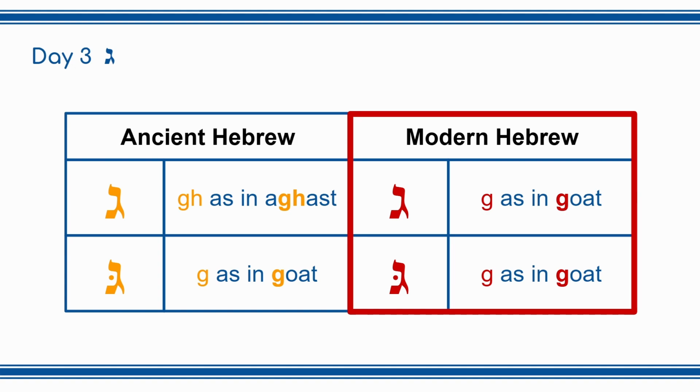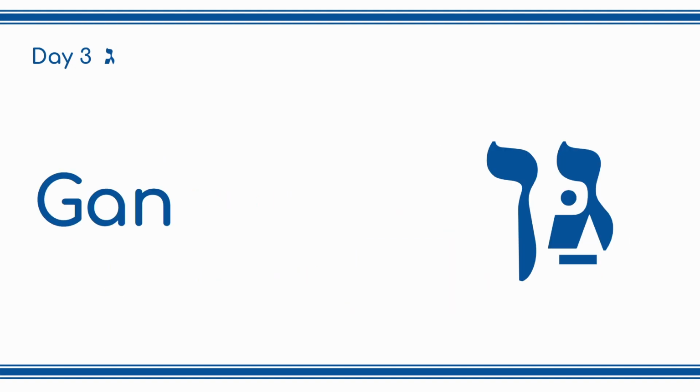Okay, so continuing, we're going to take a look at your first word with the letter Gimel. And this is the word gan. And this is how you're going to learn how to pronounce it. So we're going to take a look at the consonant.